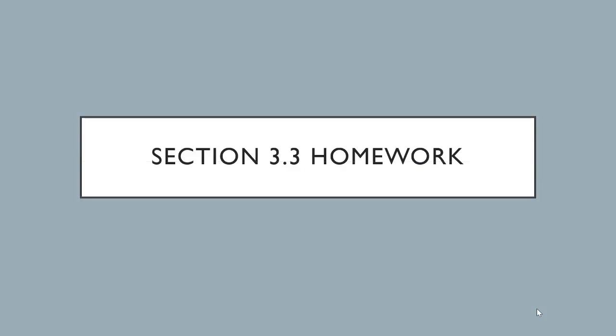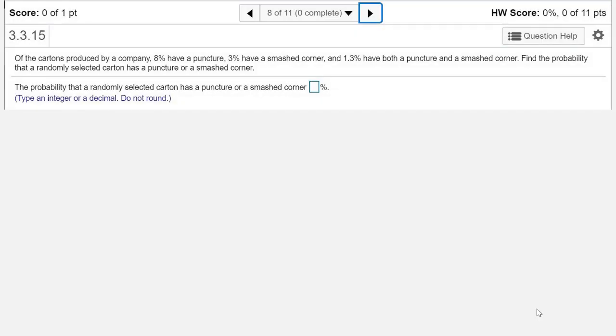We're looking at homework from section 3.3, specifically question number 8. Let's go ahead and read that question statement. Of the cartons produced by a company, 8% have a puncture and 3% have a smashed corner, and 1.3% have both a puncture and a smashed corner. So find the probability that a randomly selected carton has a puncture or a smashed corner.